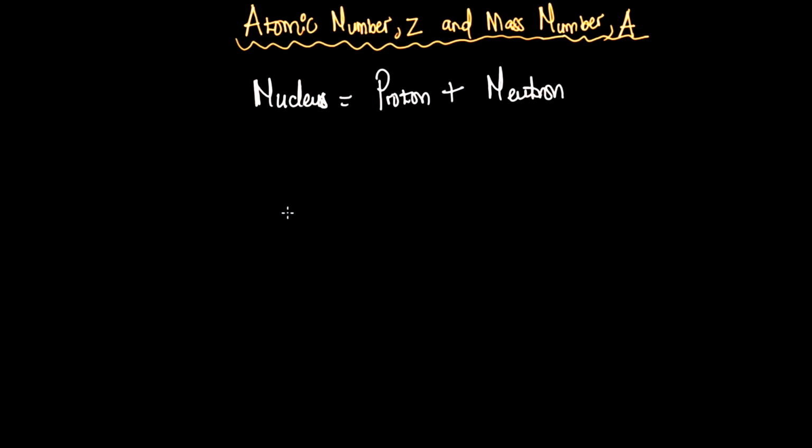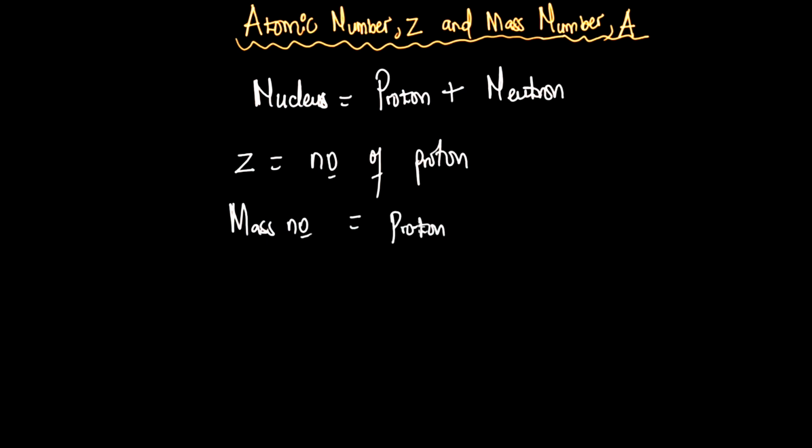So atomic number Z is equal to the number of protons in an atom. The mass number, or the relative atomic mass or weight of an atom, is equal to the sum of protons plus neutrons. So we can say that the mass number equals proton plus neutron.